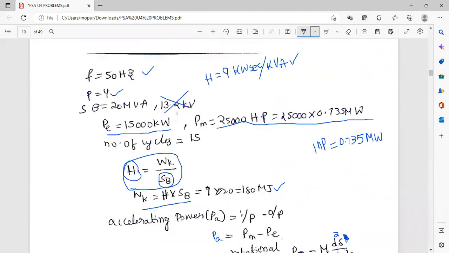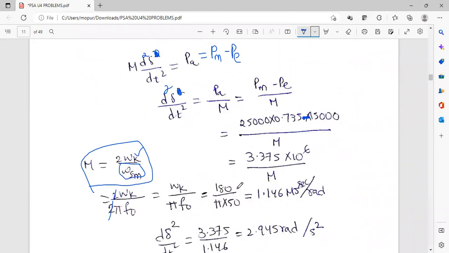WK, how much we got? We got WK as 180 megajoules. So this is 180 divided by pi into 50, which is 1.146 megajoule second per radian. Here you can take 25,000 into 10 cube, total I am taking in watts, into 0.735. Here 15,000 into 10 cube. So total this difference I am getting is 3.375 into 10 power 6.